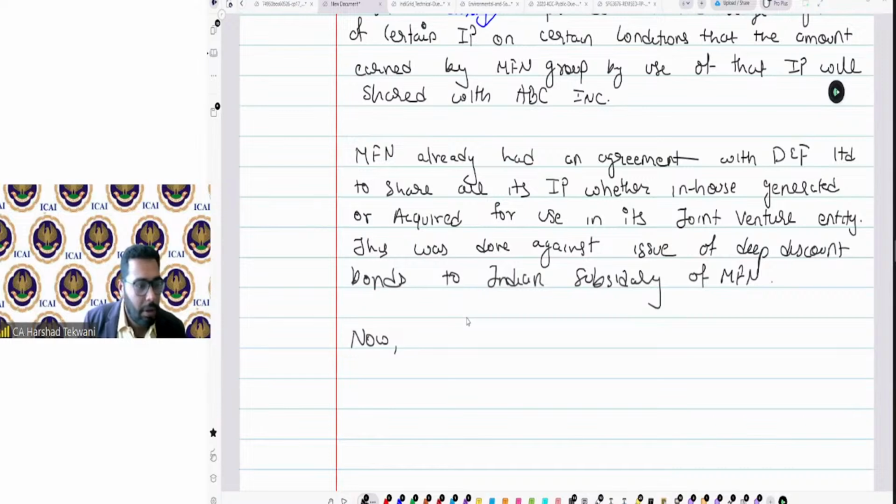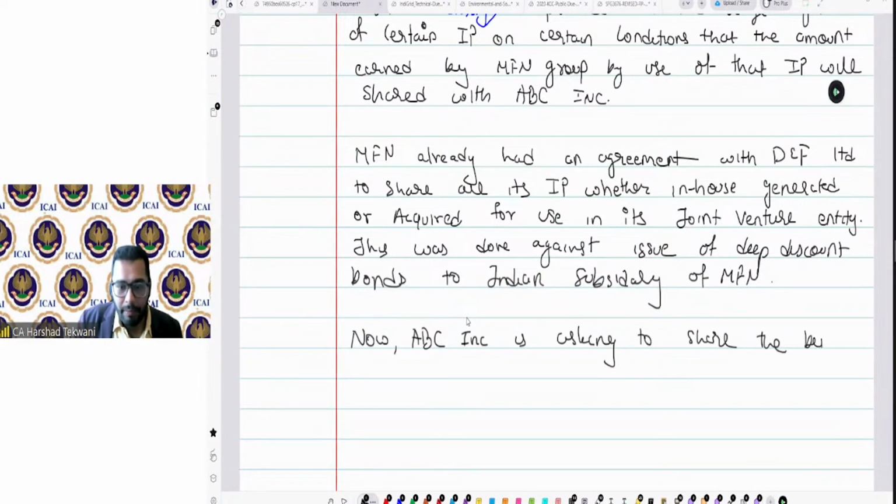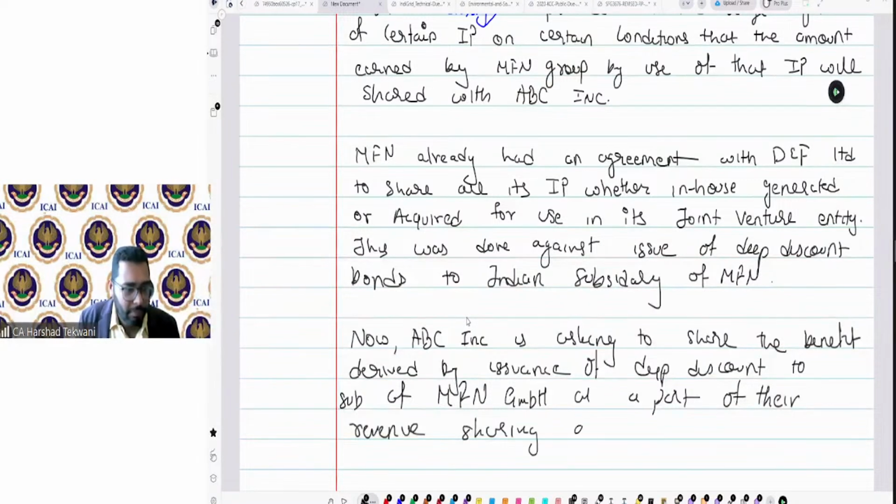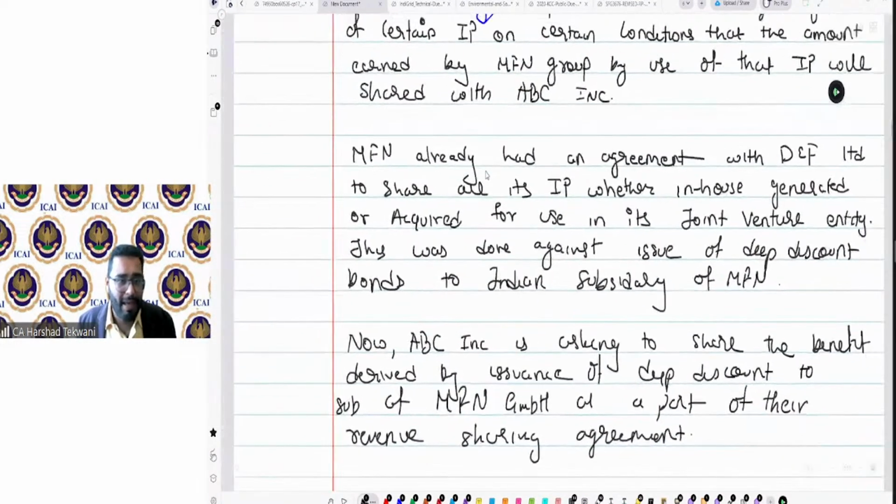Now, ABC Incorporation is asking to share the benefit derived by issuance of the deep discount bond to the subsidiary of MFN GmbH as a part of their revenue sharing agreement. Now see the complexity of the transaction with just three paragraphs I have created over here.